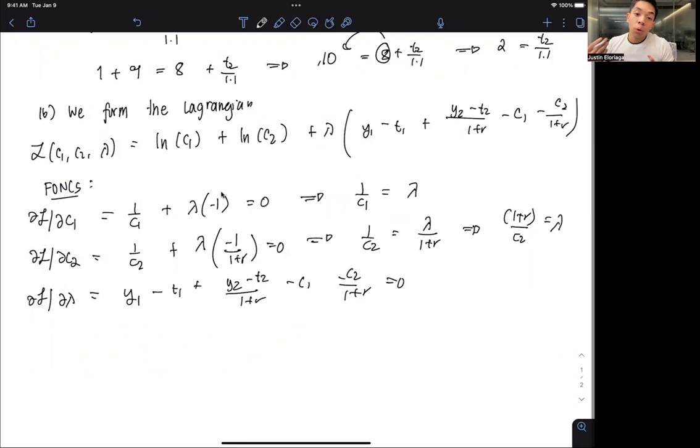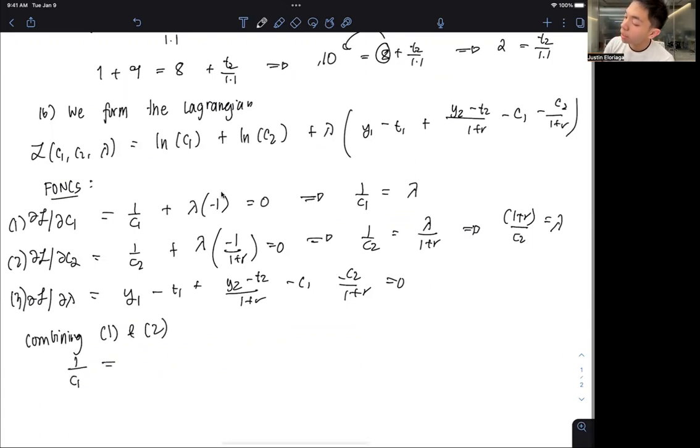So to be able to solve for what C1 and C2 is, that's what we need before we can get national savings. Well, what we're going to do is we need first to combine the first two FOCs. So we have here 1, 2, 3. Notice we can combine 1 and 2, which both can be expressed as equal to lambda, right? So combining 1 and 2, we get here that 1 over C1 is equal to (1 plus R) over C2, because this is lambda is equal to that. And rearranging, we get C2 over C1 is equal to 1 plus R.